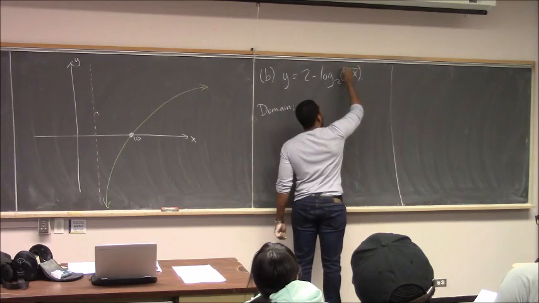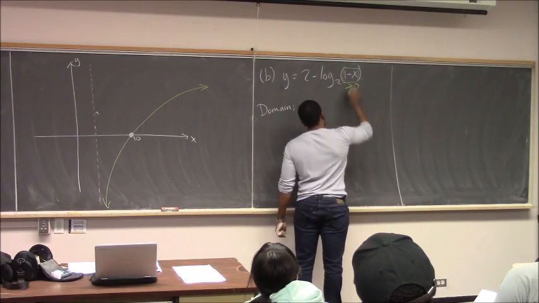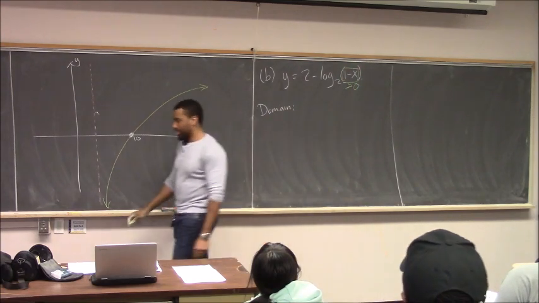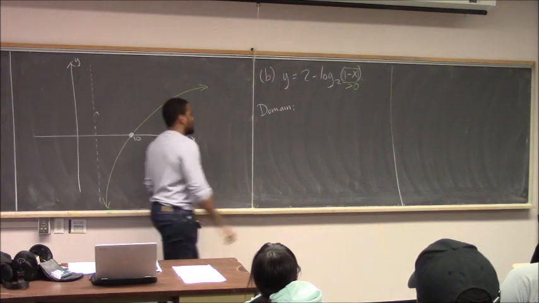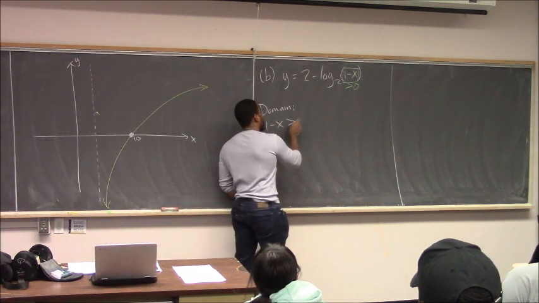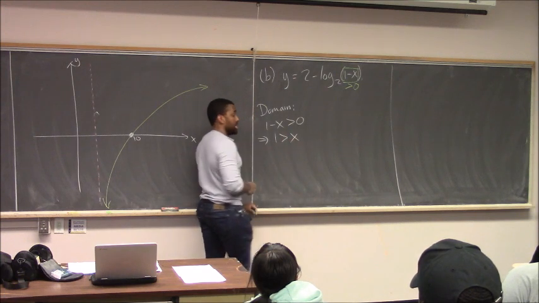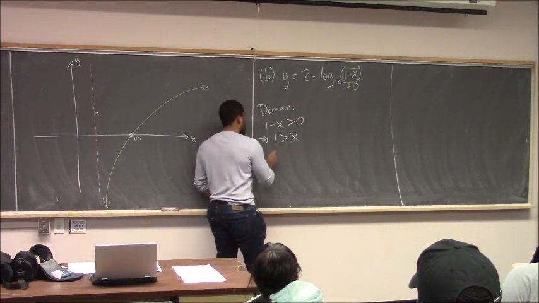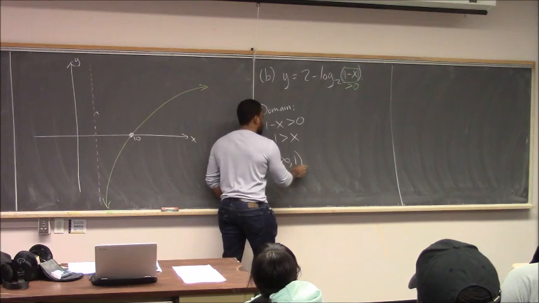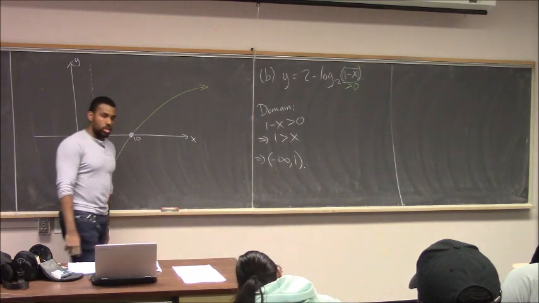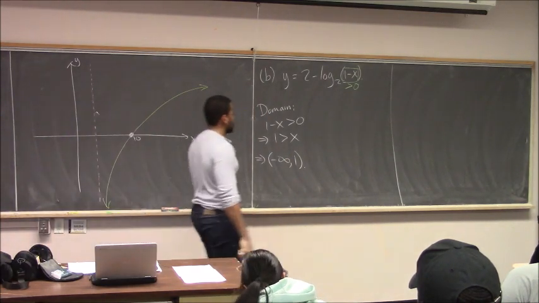Take the inside, you set it greater than 0. This is always the rule. So I'm going to take 1 minus x, I'm going to set it greater than 0. This means that my x must be less than 1. So in other words, it's from negative infinity up to 1. That's my domain.